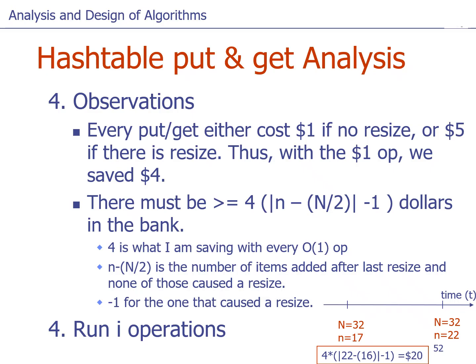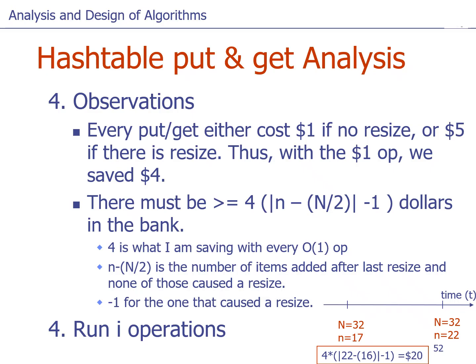front of you here. In my case, small n is 22 minus big N divided by 2, so it's going to be 32 divided by 2 is 16, minus 1 for the one that caused the resize. So I will have the formula plugged in with values as you see at the bottom right of the screen. It's 4 multiplied by 22 minus 16, which is 32 divided by 2, minus 1 for the one that caused the resize, and that evaluates to 5. So at least I have $20 in the bank.